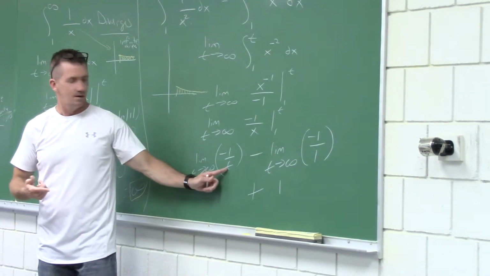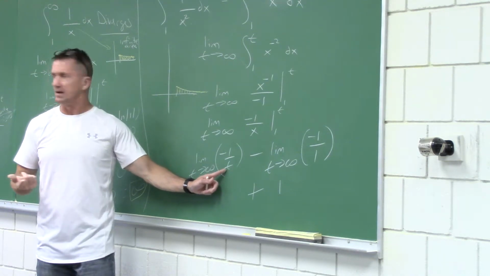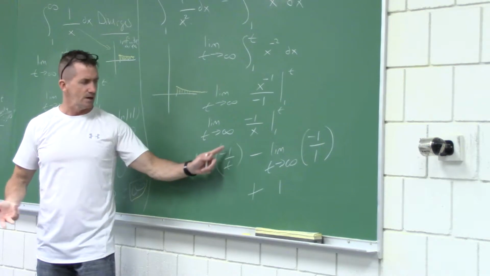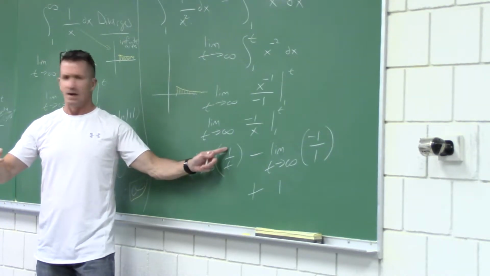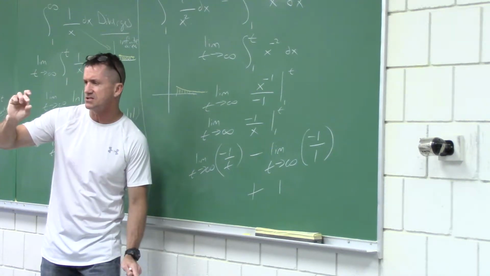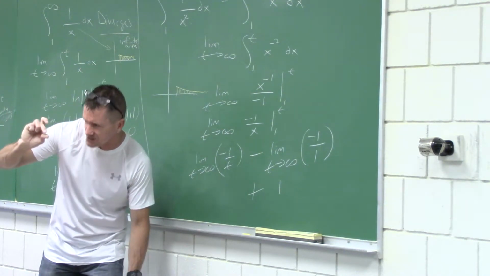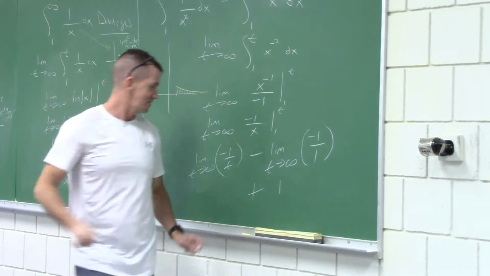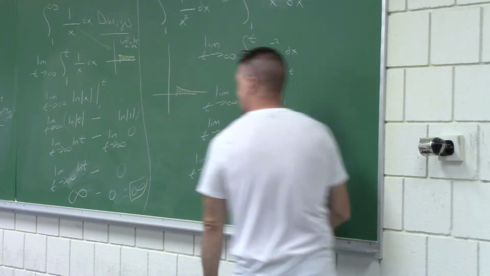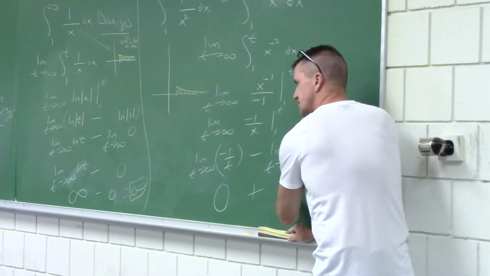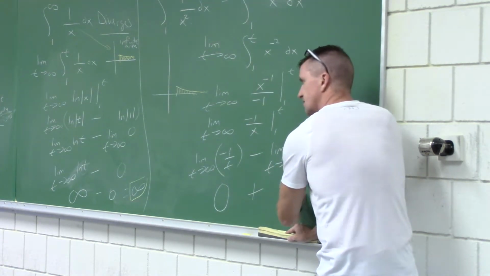You ready? t goes towards infinity. Let's think of some really big numbers. -1 over 100. -1 over 1,000. -1 over 1,000,000, -1 over 1,000,000,000,000. Those numbers keep getting smaller and smaller. Where's this going? 0. Guess what, everyone? No infinity there. This integral converges, and what value does it converge to? 1.